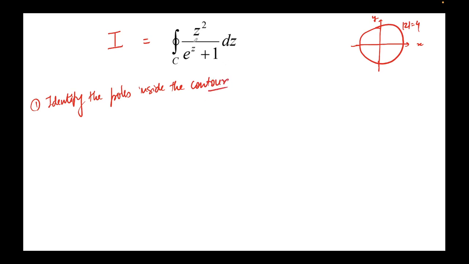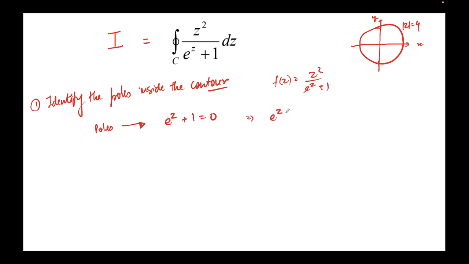This is the function that is given to us. f(z) is given as z square over e to the power z plus 1. Now z square does not have any poles. It has zeros, but it does not have any poles. The denominator, however, e to the power z plus 1, when it goes to 0, then the whole function will have some poles. So I'll write that when e to the power z plus 1 equals 0, this will give me the poles. Whatever values of z we obtain here will give us the poles. So let's try to solve this.